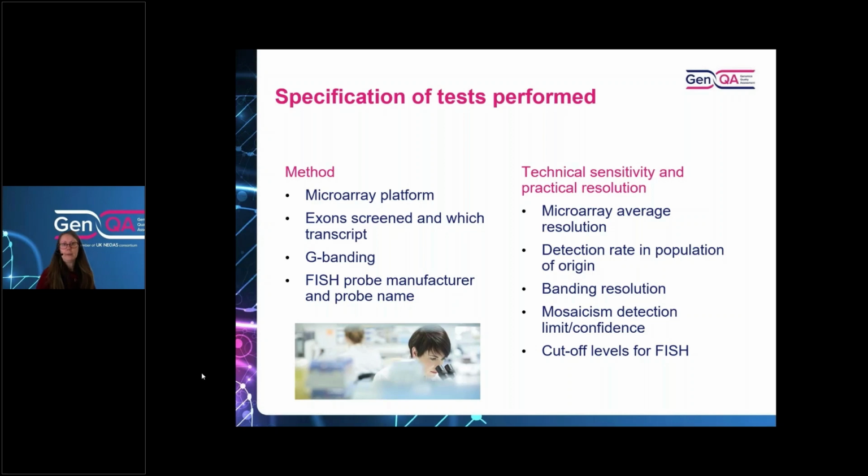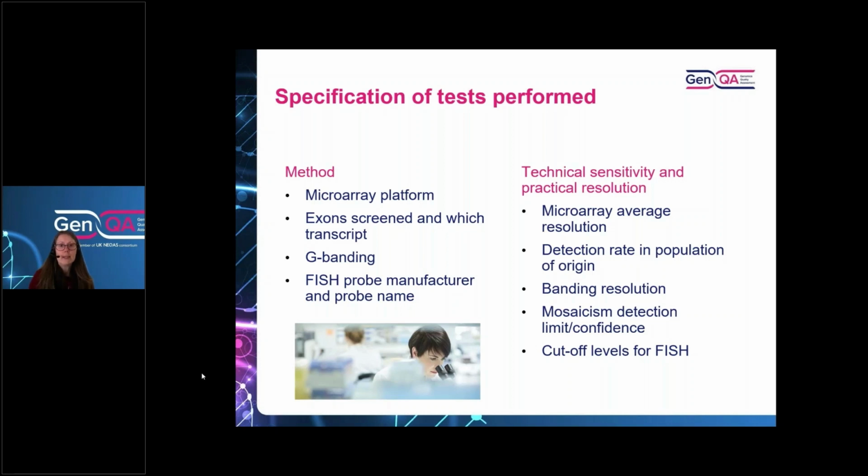So where applicable, obviously the technical sensitivity and the practical resolution would also need to be provided to complement the method details. So for a microarray test, you could describe the average resolution. Again, that might be available on the manufacturer's website, but what's important is what you've actually done with that technique. What have you analysed at what resolution? And we call that the practical resolution. You would state the detection rate of a particular variant in the population of origin.